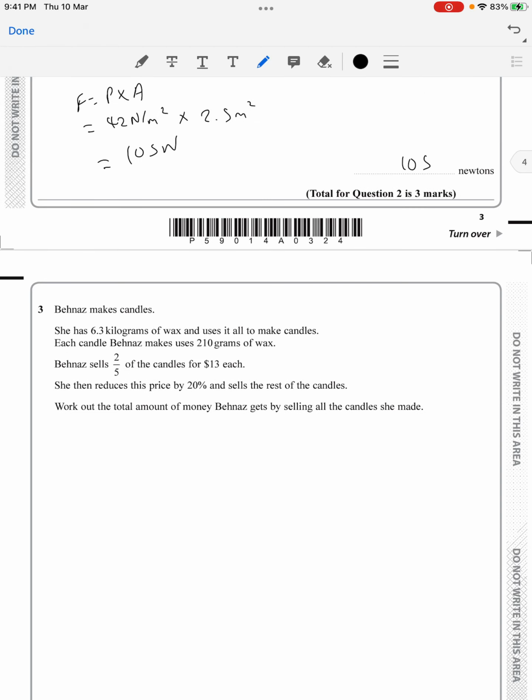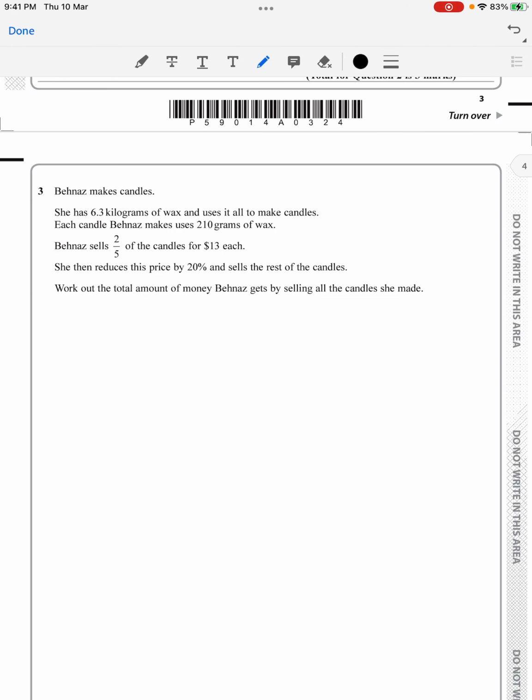We have Venn makes candles. She has about 6.3 kilograms of wax and uses it all to make candles. Each candle Venn makes uses 210 grams of wax. Venn sells 2/5 of the candles for $13 each. She then reduces this price by 20% and sells the rest of the candles. Work out the total amount of money Venn gets by selling all the candles she makes. So now on this question we have to analyze it.